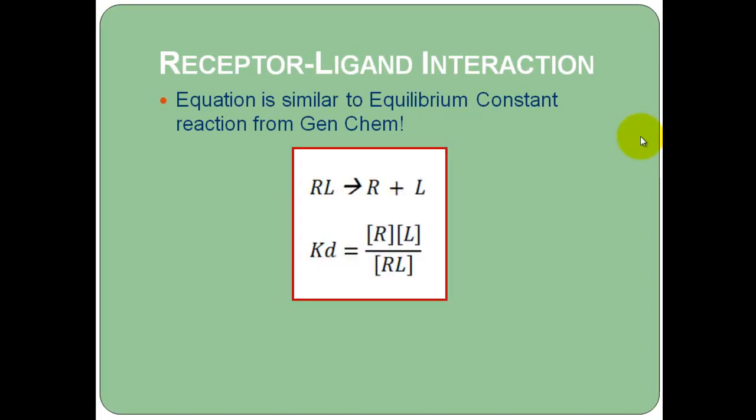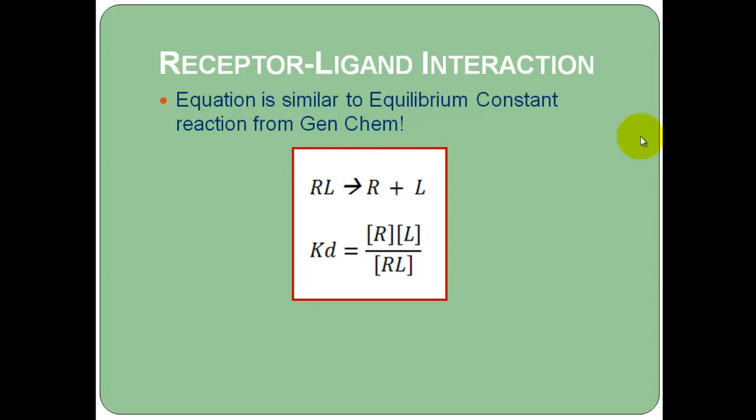The general equation for quantifying affinity is similar to the equilibrium constant reaction from chemistry. Take a look at the following reaction, where the receptor ligand complex gets split up into a free receptor and a free ligand. So RL becomes R and L. The equilibrium constant for this reaction, also known as the dissociation constant or KD, is the concentration of the free receptor times the concentration of the free ligand divided by the concentration of the receptor-ligand complex.